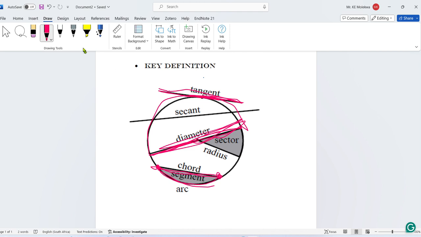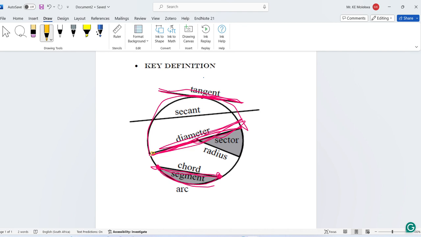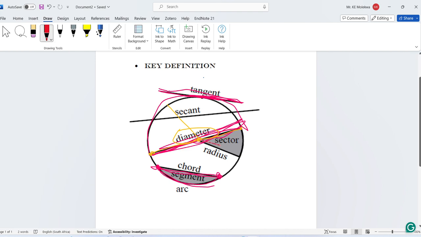This line is a diameter, because it passes through the center. So we have this line, from here passing through the center of the circle to this point on the circumference. This is called a diameter. And then we have lines from the center to the circumference. This line, from the center to the circumference, we call a radius. That's the radius. A line from the center to the circumference is called a radius.